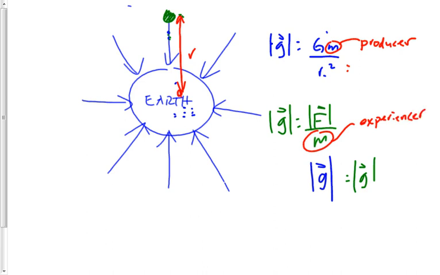Which one should you use in a given question? It doesn't matter as long as your givens match up. If you have more information about what causes the field, the Earth in this case, then use the producer equation, the blue one. If you have more information about the experiencer, the green ball in this case, use the experiencer equation, the green one. Use whichever one fits, whichever one you have more givens for. Does that make sense?